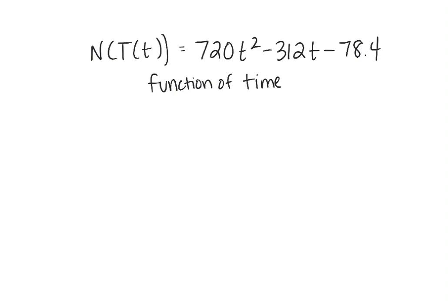What is it that you're going to get out of this? Well, n is representing the number of bacteria. What that means is that our x value, that's our time, and our y value is going to be the number of bacteria.